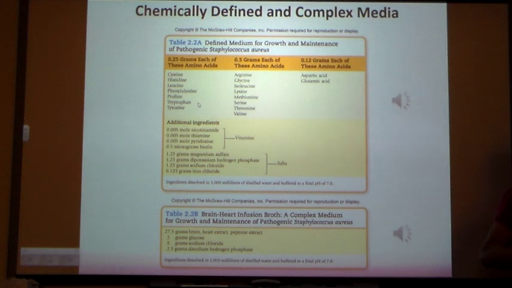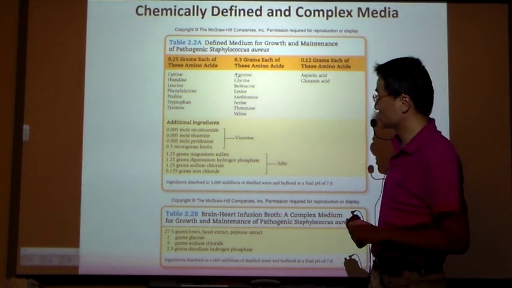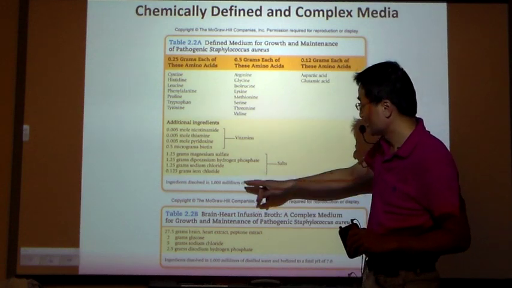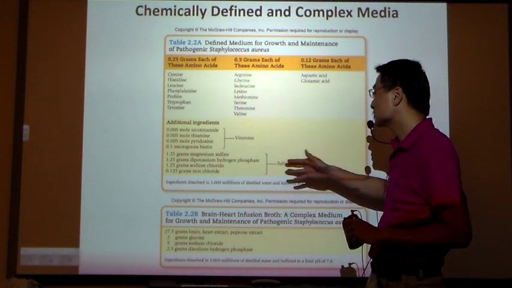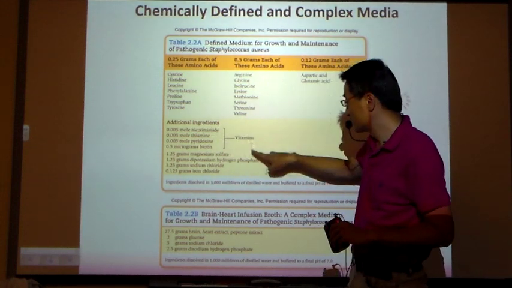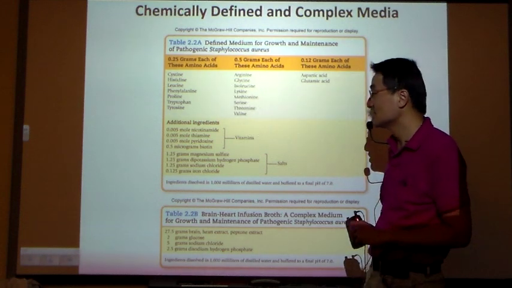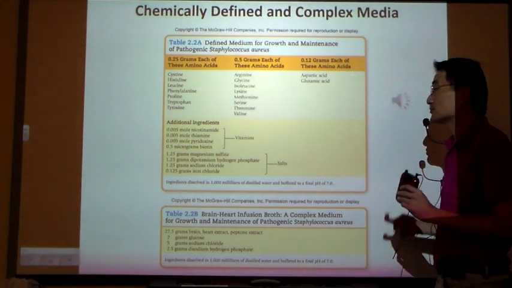So chemically defined media, this is typically what you need to put in order for bacteria to grow properly. You do have to put in some amino acids, so you have to have some nitrogen source. You typically also put in some glucose as a fuel. You also need to put in some ions as well, so vitamins, salts, like that, so that the bacteria will grow properly.